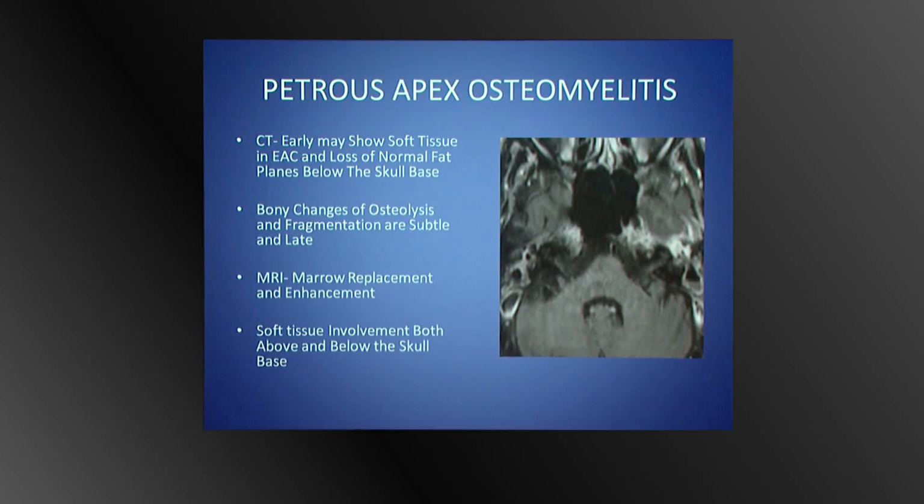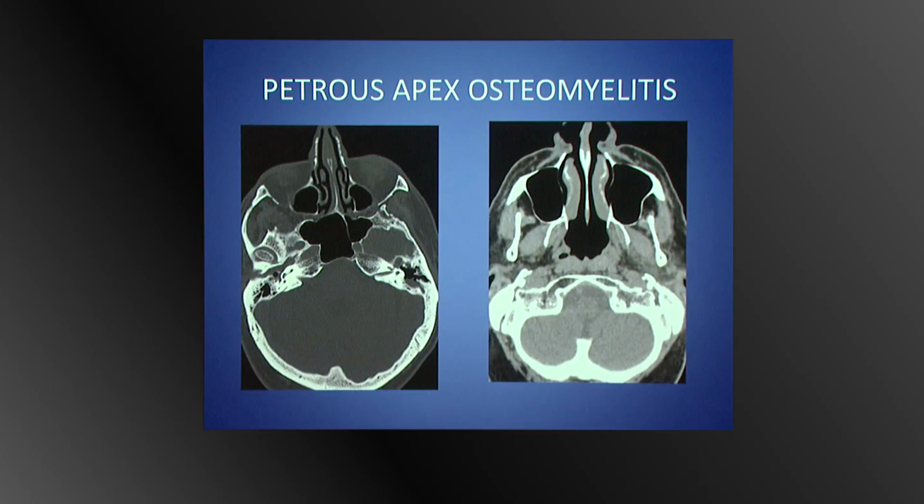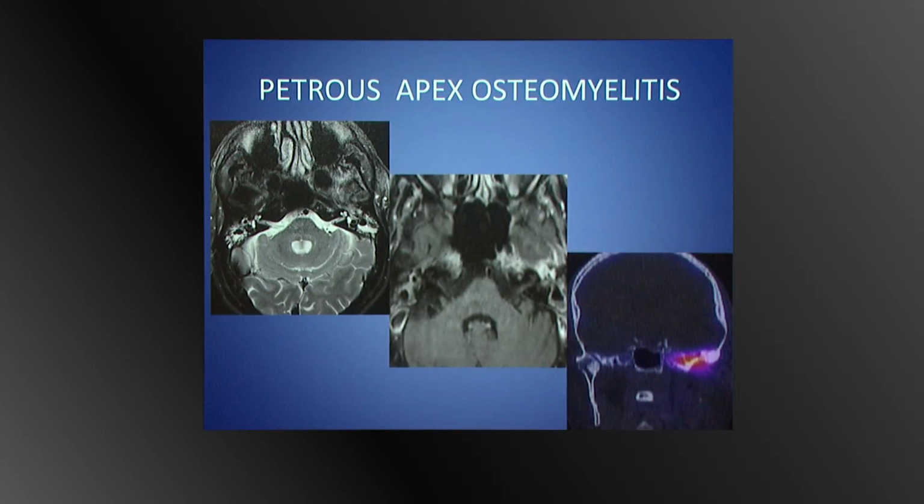On MR, you see marrow replacement. So you see the normal fatty marrow becoming grey, and I think that's a very useful finding. If you see that, look on the T2s, it gets bright, and then you look at your post-gads and see if it enhances. But the last point there, there's soft tissue involved both above and below the skull base. I think that's really what we want to look at. Here you can see an apex that looks pretty normal, a little bit of stuff in the ear, but if you look at the fat planes on that side, they're just a bit greyed out as opposed to sharper fat planes on this side. And that, I think, is the clue.